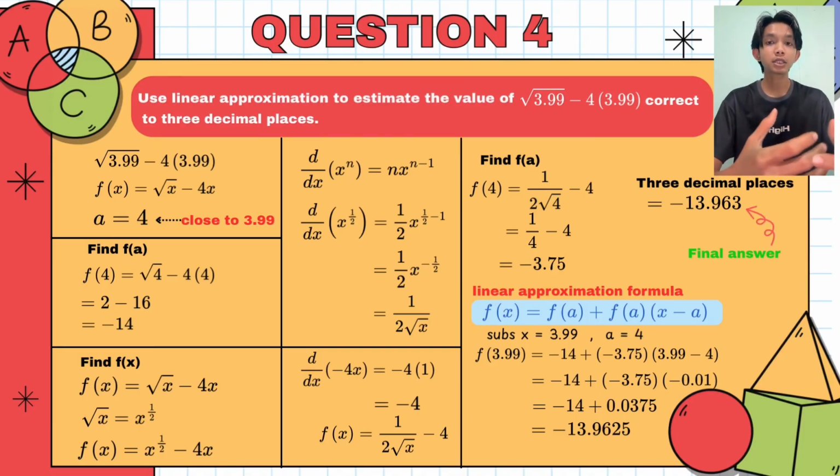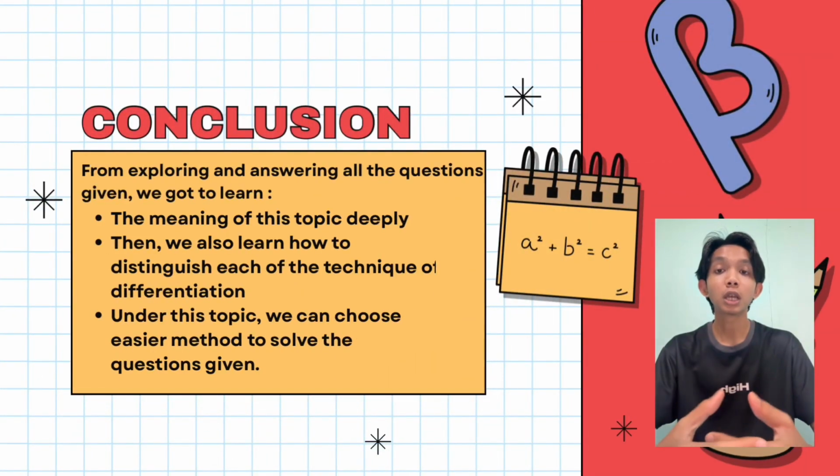Because the question asks to use the linear approximation formula, the formula is f(x) approximately equals f(a) plus f'(a) multiplied by (x minus a). We need to substitute x as 3.99 and a as 4. So using the formula and substituting x and a, we will get the final answer, negative 13.9625. Because the question asks for the answer in 3 decimal places, we can conclude that the final answer is minus 13.963.